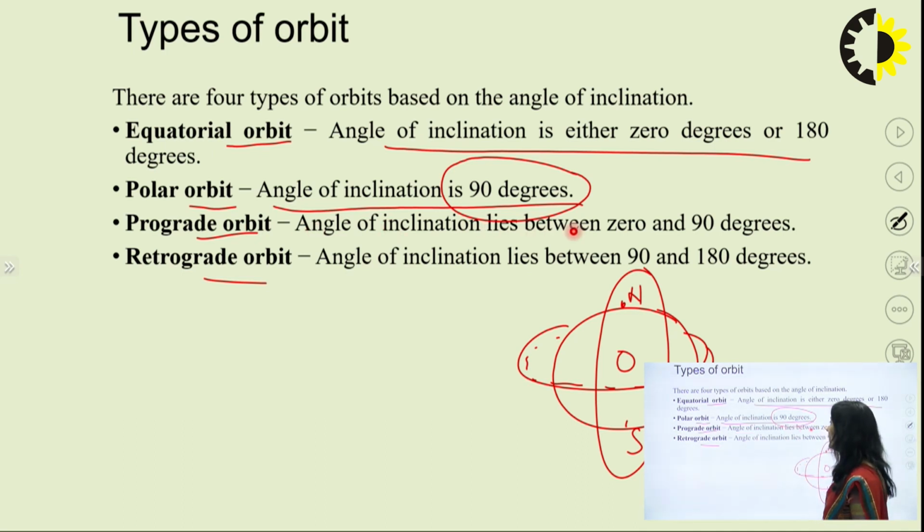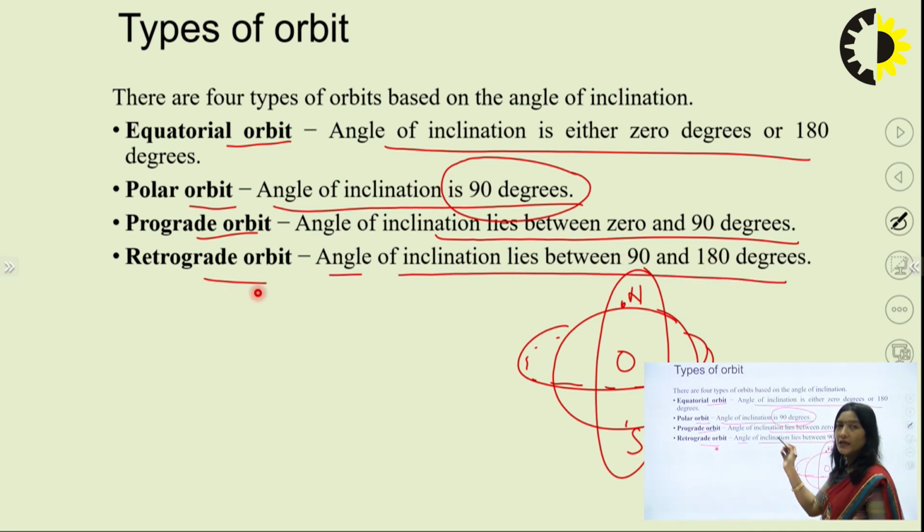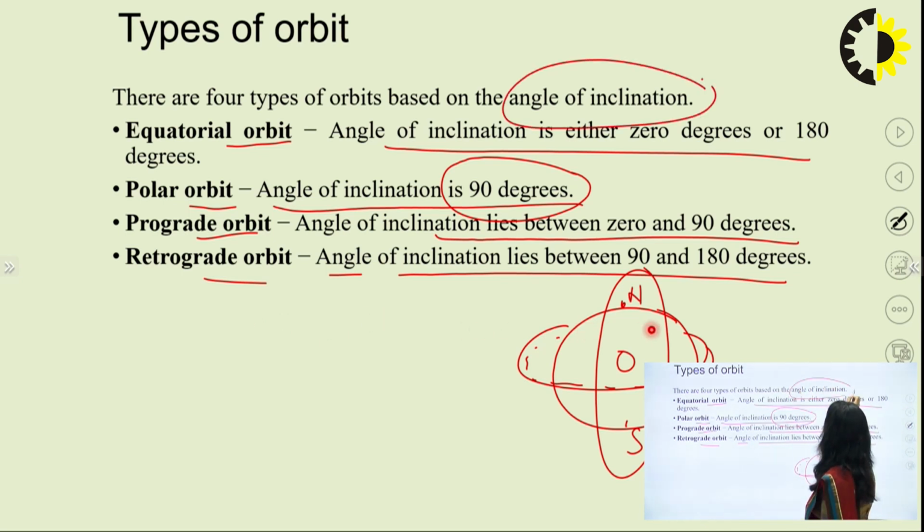In prograde orbit, the angle of inclination lies between 0 and 90 degrees, okay? In retrograde orbit, the angle of inclination lies between 90 and 180 degrees, okay? So, these are the types of orbit based on the angle of inclination. With respect to angle of inclination, these are the four types of orbits.